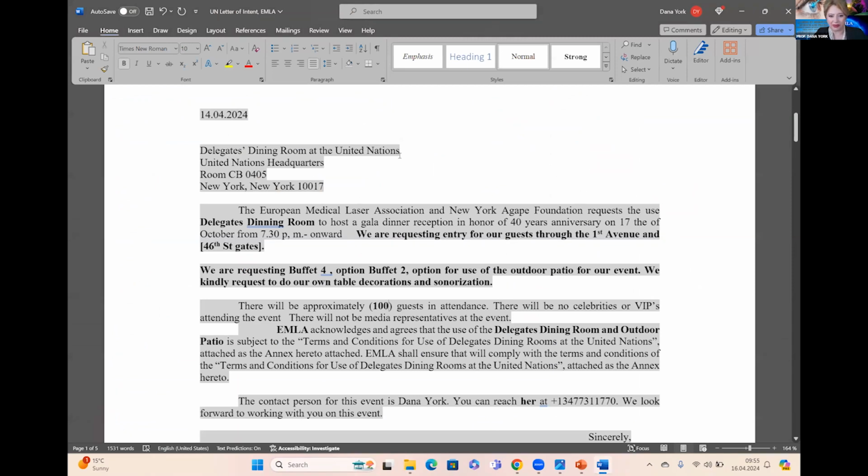Delegates dining room at the United Nations, 17th of October. 40 people, buffet option 4, that is beef and chicken, and buffet 2, that is fish, outdoor patio, plus the guided tour. First Avenue and 47th Street. If you can make it here, we will have a nice party. And lectures at the United Nations here in New York on the 17th. I booked for the reception in the evening. I wanted you to know.